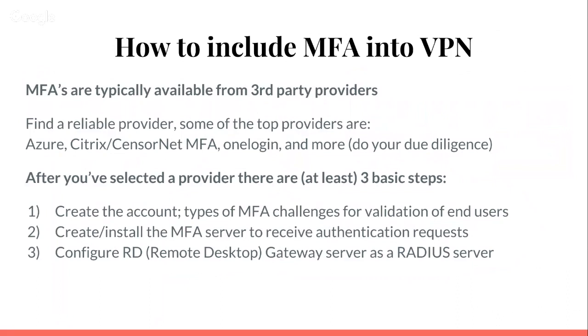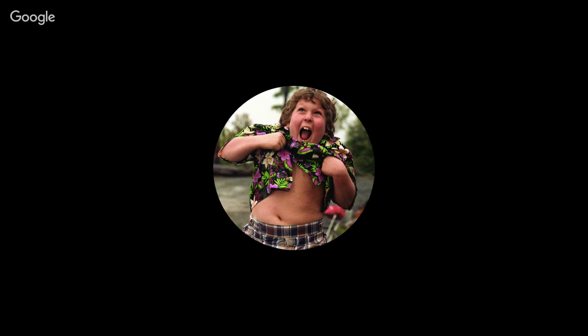There are at least going to be these 3 basic steps. You create an account, and choose types of multi-factor authentication challenges for validation. You would then create or install the multi-factor authentication server to receive those requests, and then configure a remote desktop gateway server as a RADIUS server. I don't really know what that means, but there you go. I'm clueless about that too.